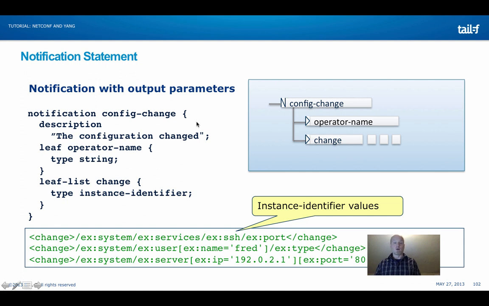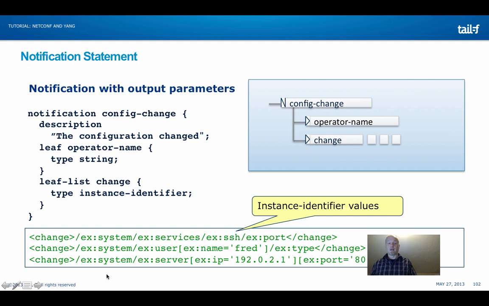Here we have a notification called config change, where one parameter tells the operator name, and there's a leaf list of changes where every item is an instance identifier. We didn't actually talk about instance identifiers in the Yang section. We talked about leafrefs, and leafrefs need to have a specific path specified into the tree, whereas instance identifiers are still references into the tree that can be any, because in this notification we don't know if it's referring to a list of users or a list of interfaces, so therefore we use the type instance identifier, which can be any path into the model.